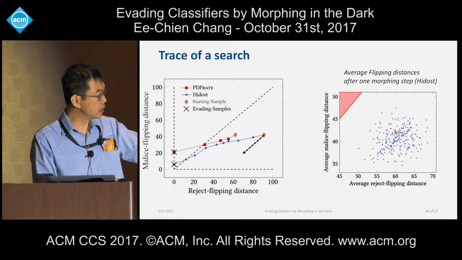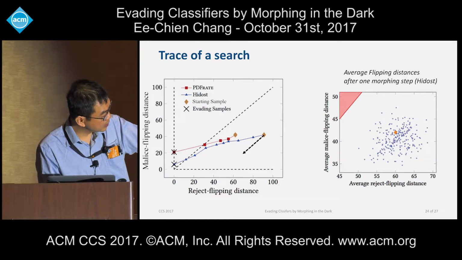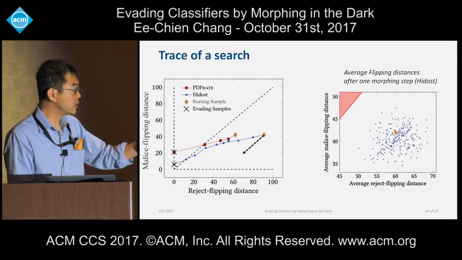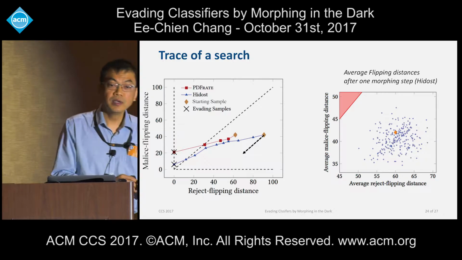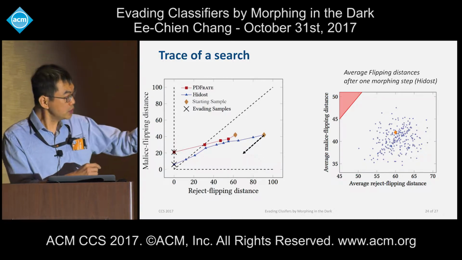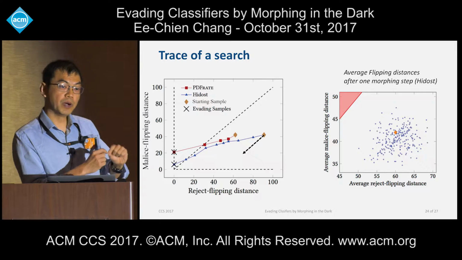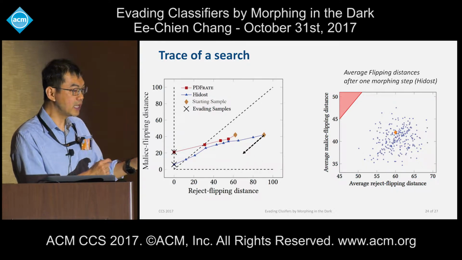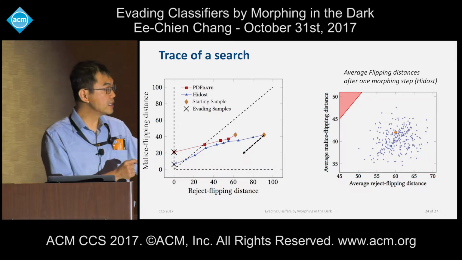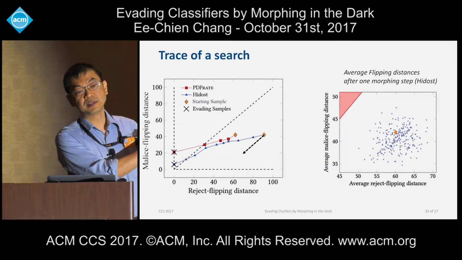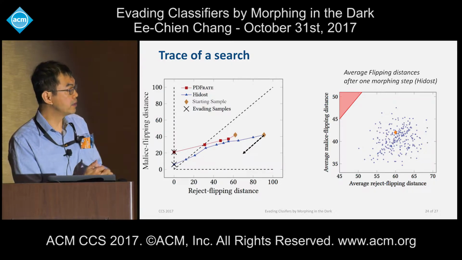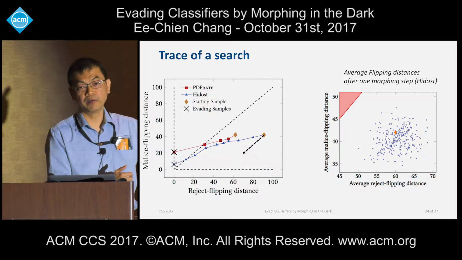So in the right graph, the orange dot is the starting sample. If the flipping distance is about 60 and 40, then for each blue dot, we perform one morphing step, and then estimate the average change of the flipping distance. Then we repeat this a few hundred times, and we get a few hundred dots.